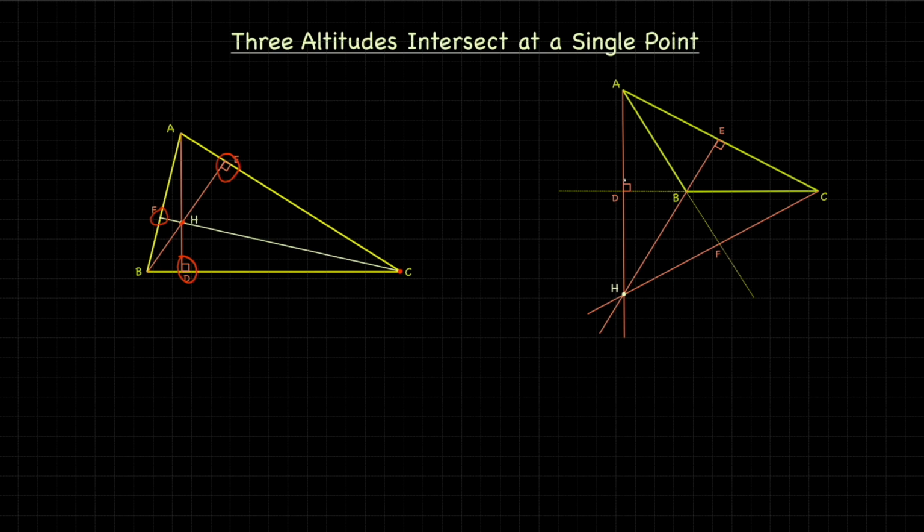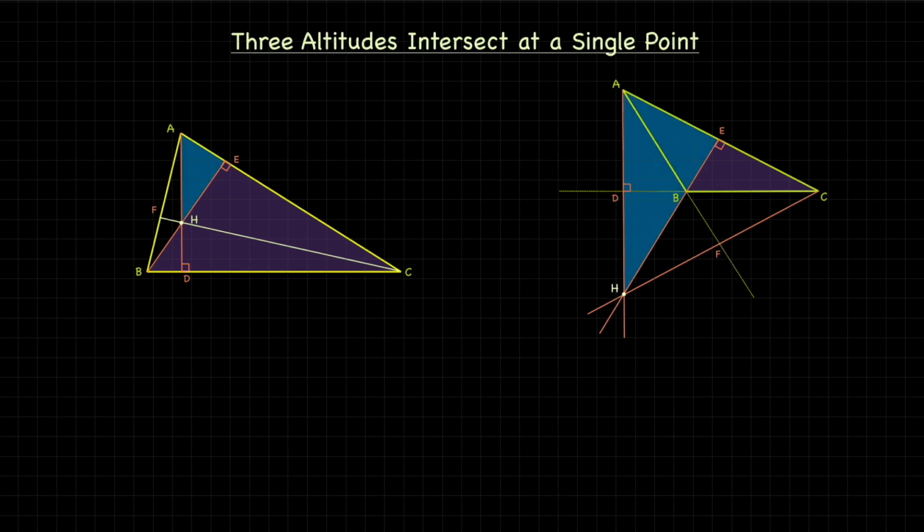And the same applies for the obtuse triangle shown on the right. We will prove that AFC is a right angle. Consider the triangle highlighted in purple, triangle BEC, and the triangle highlighted in blue, triangle AEH. We are going to show that these two triangles are similar.